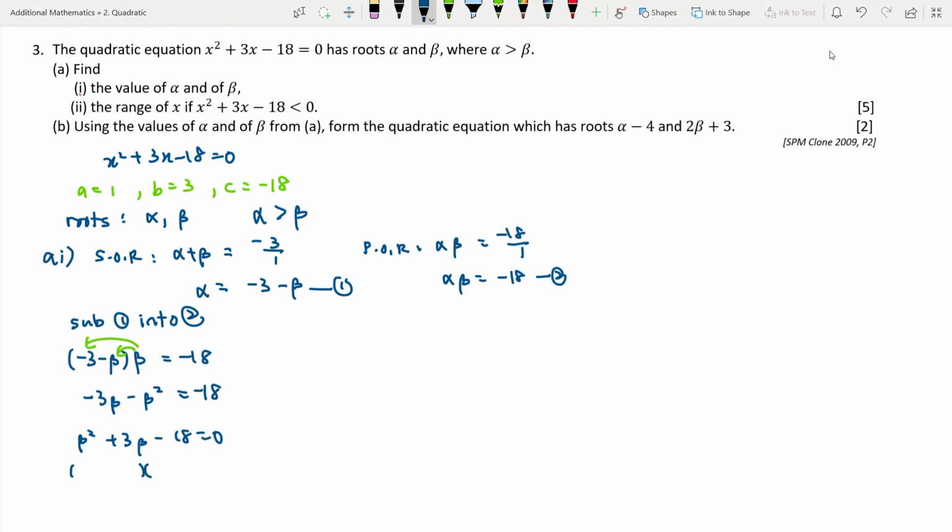We open two brackets. Beta squared is beta and beta. 18 can be 1 times 18, 2 times 9, and 3 times 6. We need to get a positive 3 beta. Hence, we will choose this combination. 3 and 6. To get positive 3 beta, we need to plus 6 beta minus 3 beta. And this is equal to 0. Therefore, beta minus 3 is equal to 0, or beta plus 6 is equal to 0.